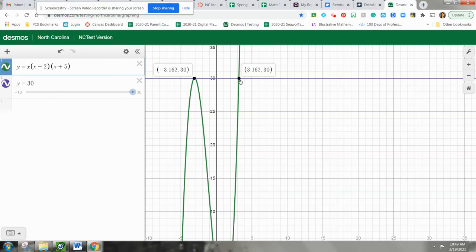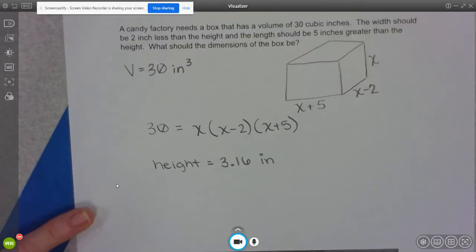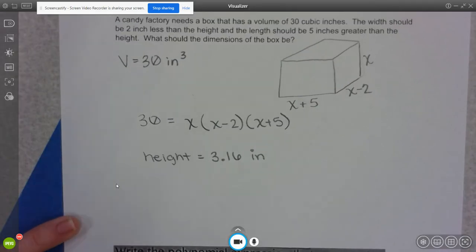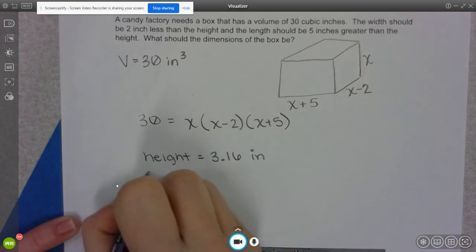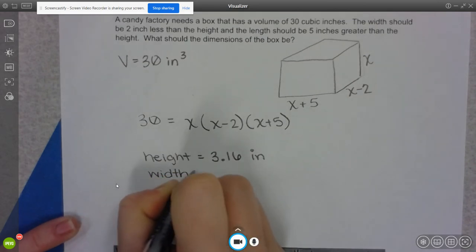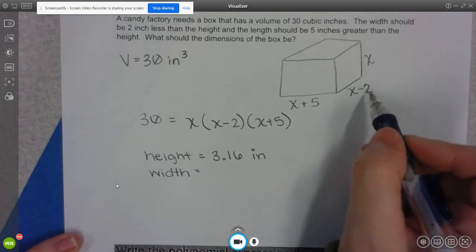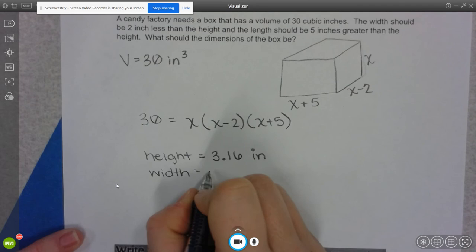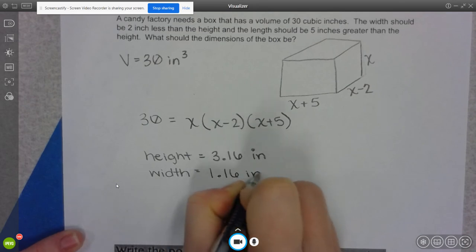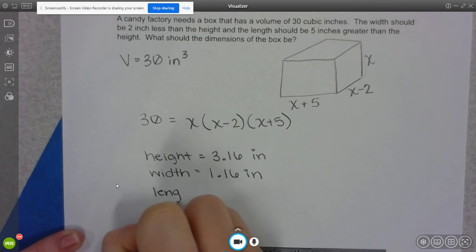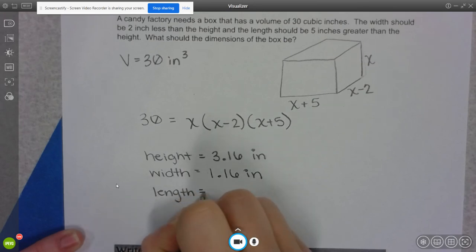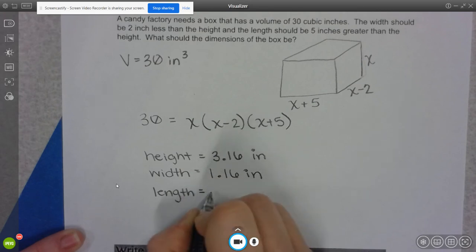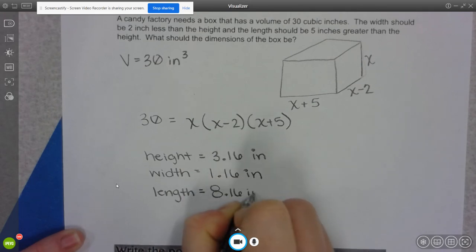So our height is going to be 3.16 inches. I'm going to come back to my screen here. So our height is 3.16 inches, which makes our width 2 less than that. So 3.16 minus 2 gives me 1.16 inches. And our length would be this plus 5, so 8.16 inches.